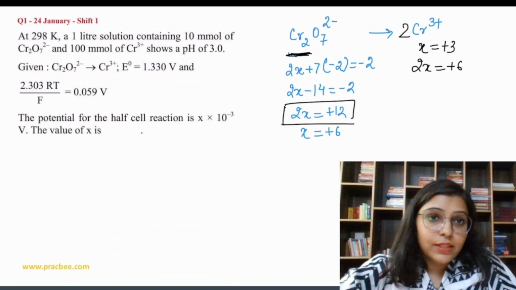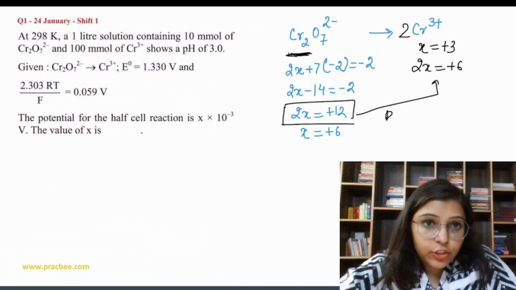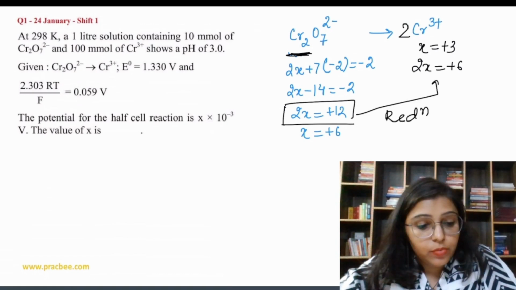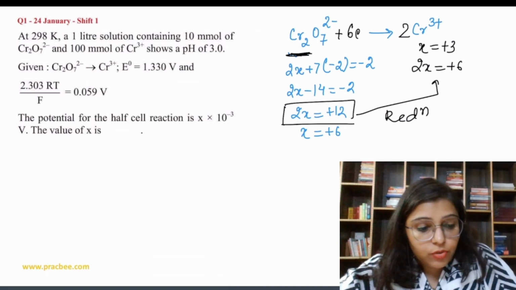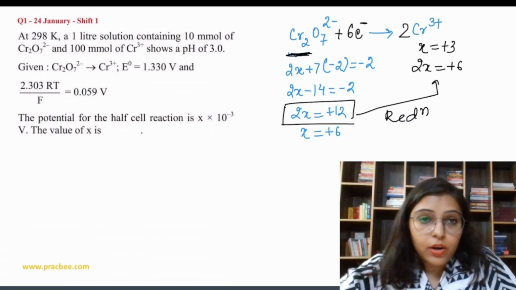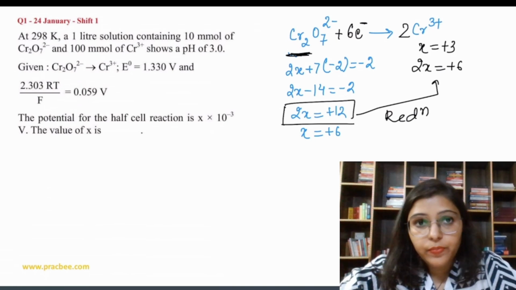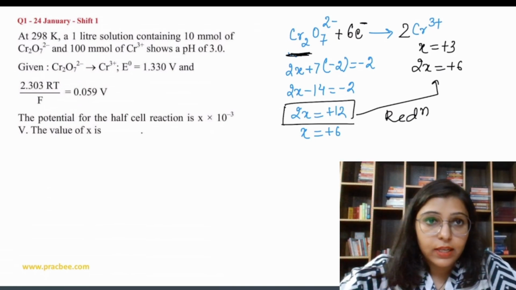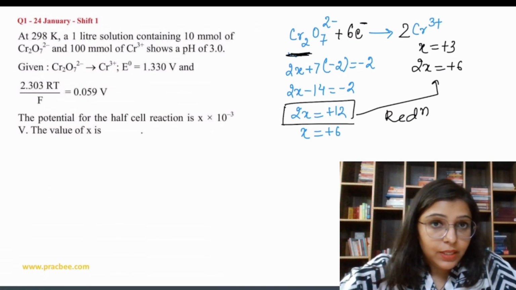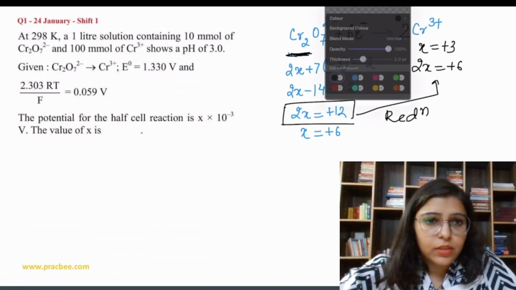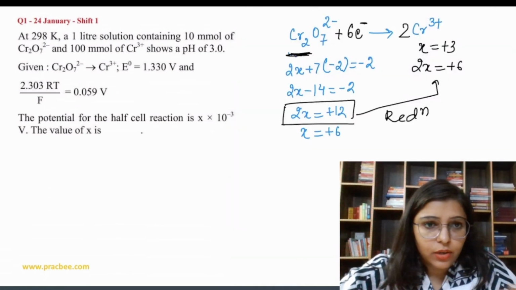So this is the reduction process, and in this reduction process there is an exchange of 6 electrons. Now this is an acidic medium. So the next step, because this is a half cell reaction, is that we have to balance accordingly.